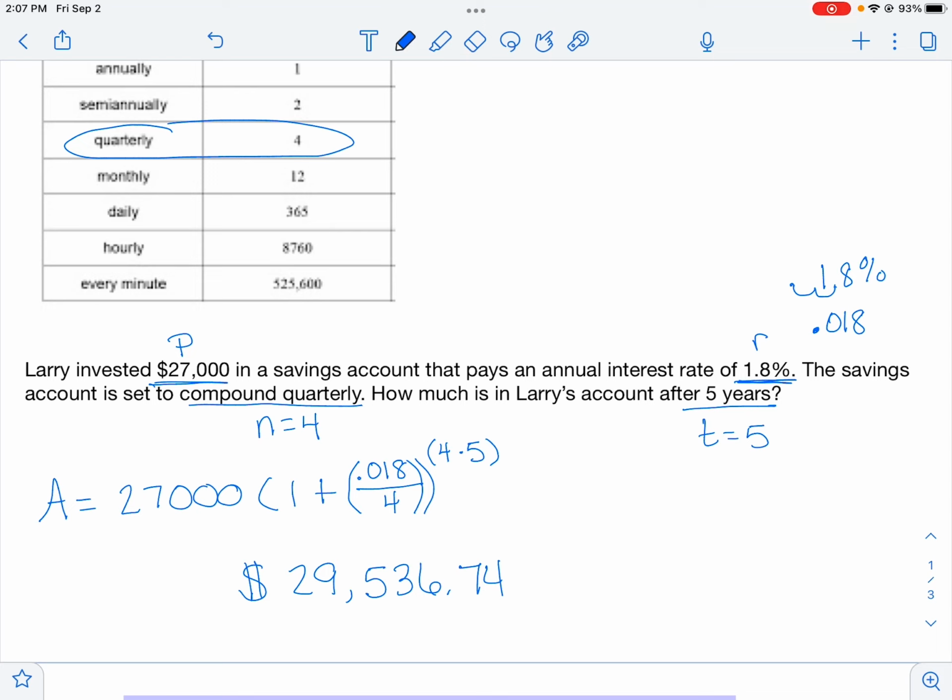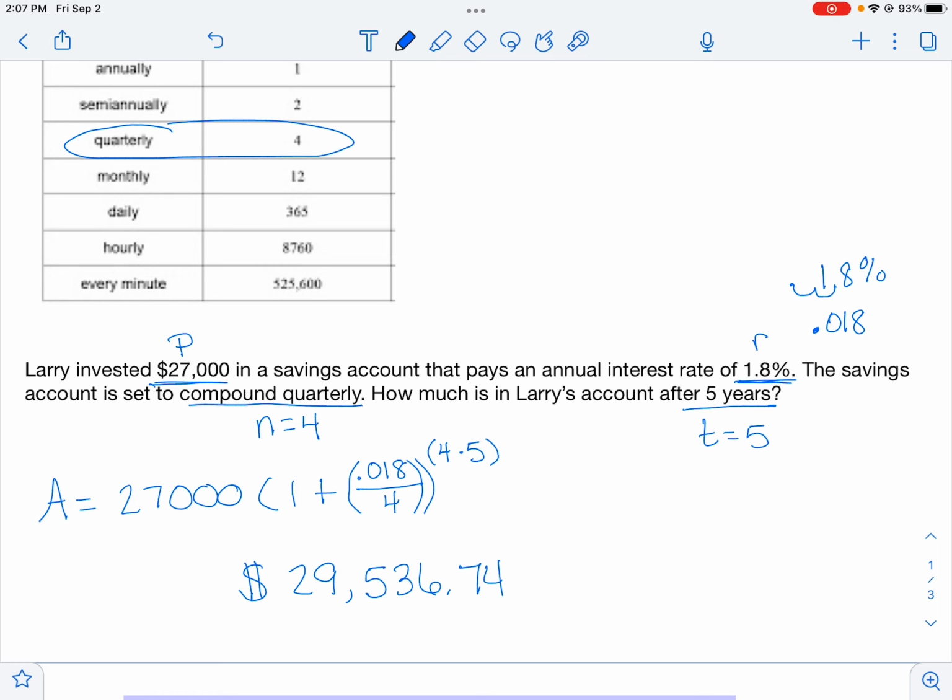If they ask us how much did we make on our investment, we would have to take our initial amount, the $27,000, away from the $29,536, and we would see we'd make about $2,536 on our investment for it just sitting there for 5 years. This takes into account no adding money, no taking away money, just literally putting it in there and forgetting about it for that 5 years with interest rates staying consistent.